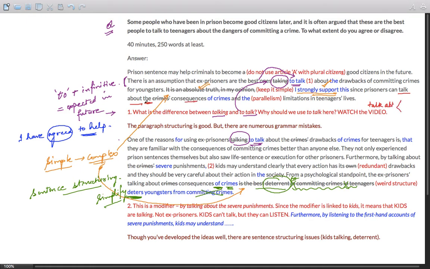So the first word of X, just read the article on rules of parallelism on my website. So the consequences, the first word is the consequences. And so they can talk about two things, X and Y. So what is X? The consequences. And what is Y? Limitations. That's incorrect. You have to use a word from the same category. So here it's an article. Here it has to be an article. The limitations in teenagers' lives.